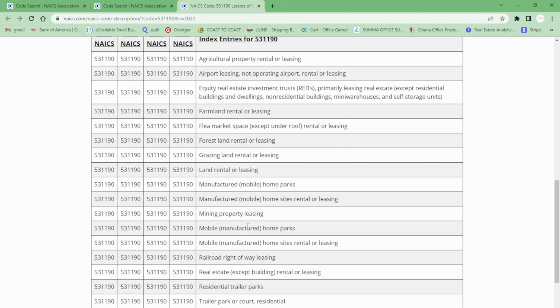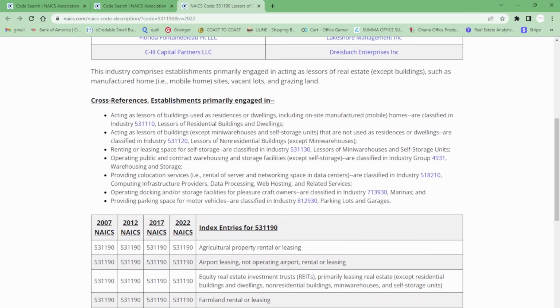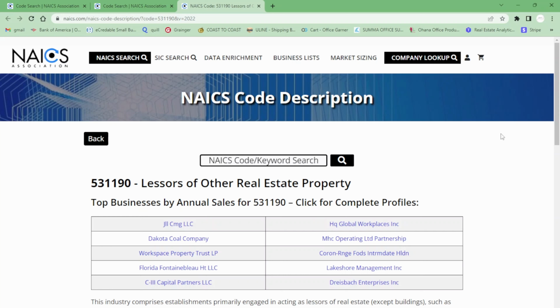industries. So like I said, another popular one I see. I know I have some friends that are doing land rental or leasing, mobile home parks, residential trailer parks, vacant lot rental or leasing. It's a whole list of things. So let's type it again. So let's do trucking.